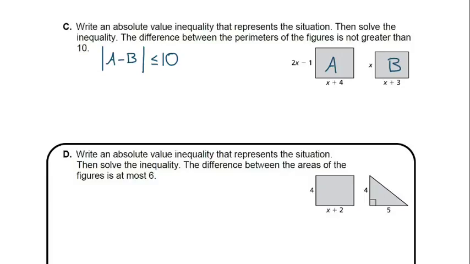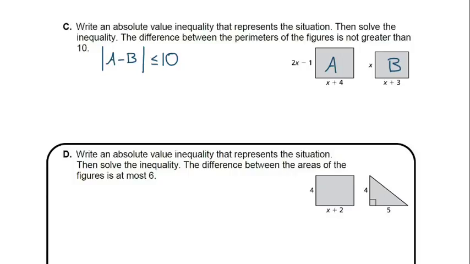Now it can be 10, that's why I gave you the equal sign. We don't want it to be greater, but it can be 10. That's why I put the or equal to sign there. Okay? And we put the absolute values on there because if I do A minus B and get a positive, like positive 2, if I do B minus A, I get a negative 2.